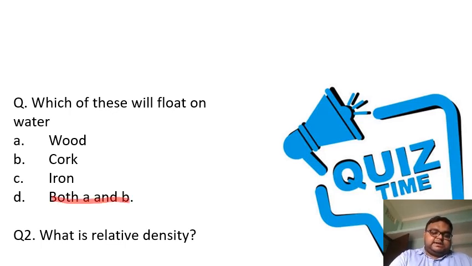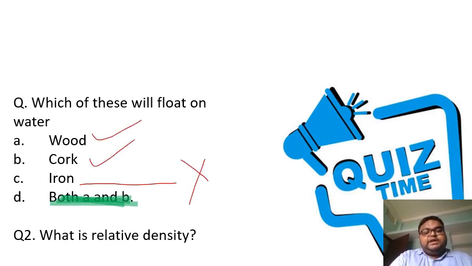Let me change the color of the ink. It should be both A and B, right? Because the wood will float, cork will float, and iron will sink. So the correct answer is both A and B.